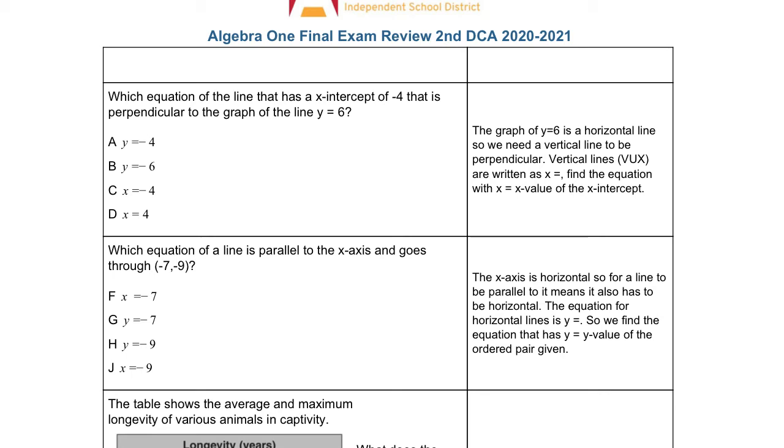For this question, it says, which equation of the line has an x-intercept of -4 that is perpendicular to the graph of the line y equals 6? So think about HOY and VUX. They give us a line perpendicular to y equals 6. If y equals 6, that's going to be HOY. H stands for horizontal. So to visually see it, this is our grid, the x and the y. If y equals 6, it is crossing, let's say this is 6.